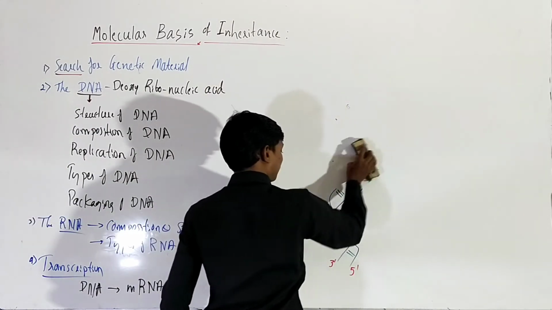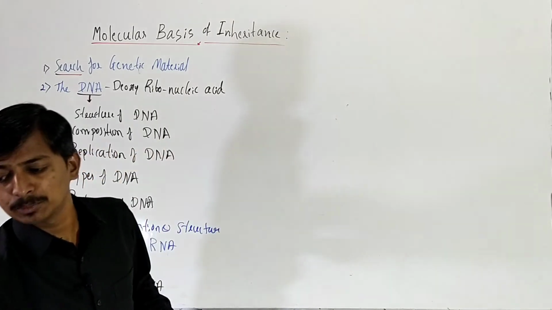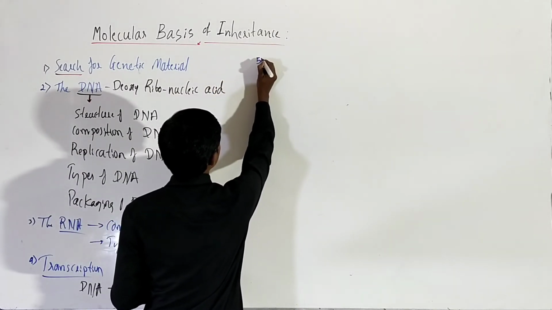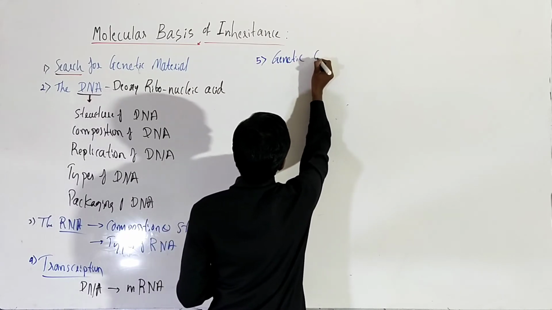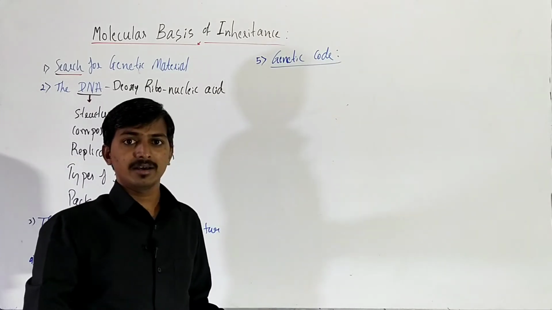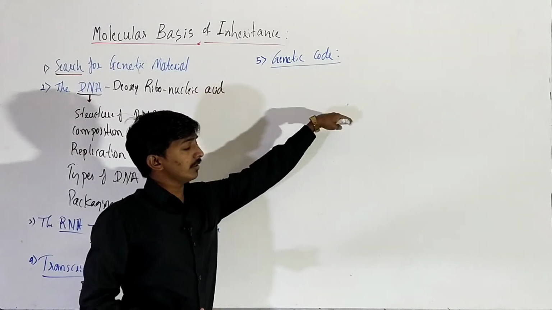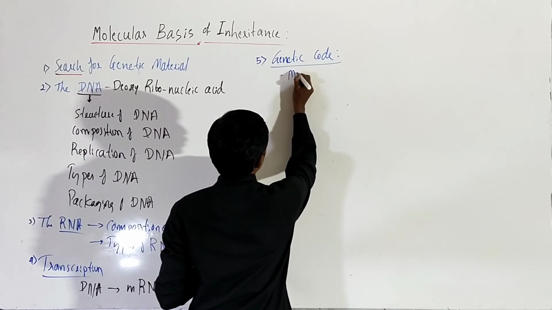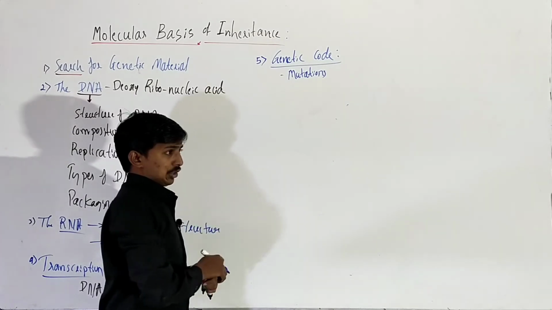Okay, after this we will study about the language of molecular biology, that is known as genetic code. Genetic code means like our language, English, Kannada, Hindi, whatever, the molecules also have a language. That language is known as a genetic code. With respect to genetic code, we also study about mutations.